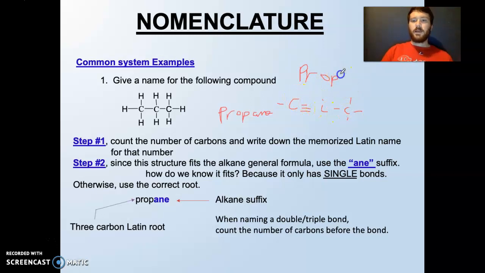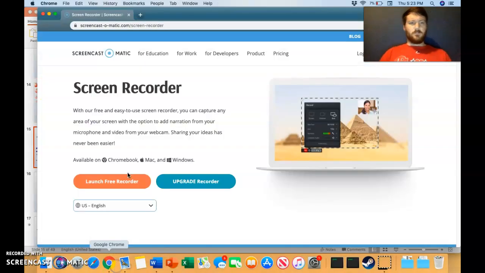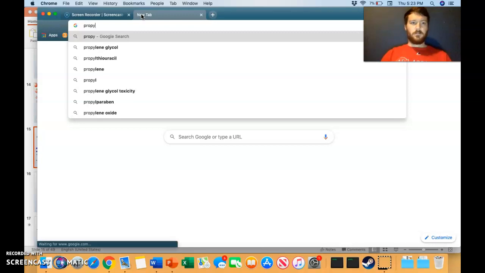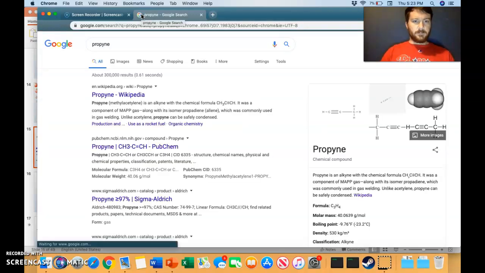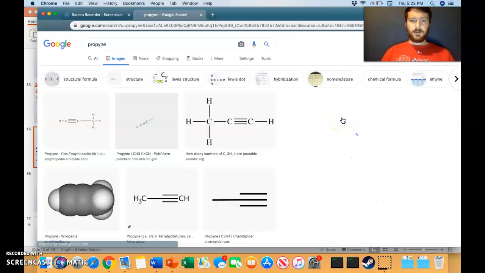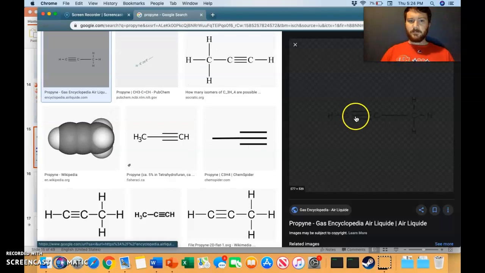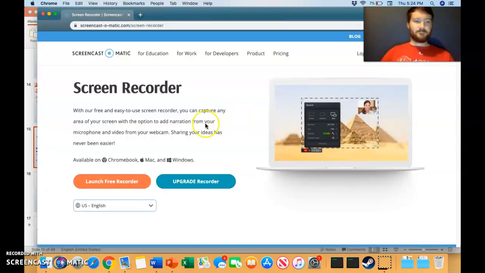This would actually be prop because there's 3 carbons, and then Y-N-E, propyne. I'm not actually sure what propyne makes. I don't know, we can ask Google. Let's see. Propyne. It's used in gas welding. So that's interesting. And you can see that we correctly drew propyne here. Very cool.